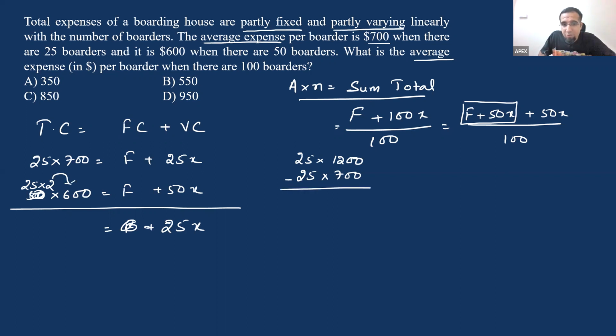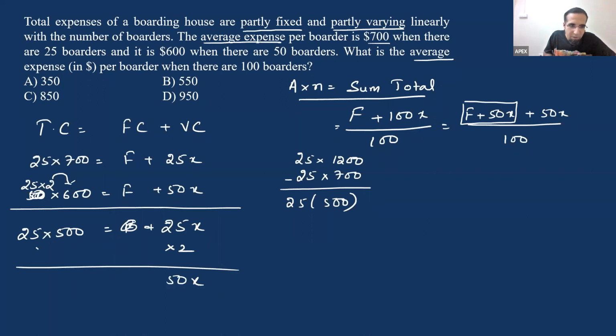What should I ideally get? We should get 25 into 500. Clear? We can take 25 common. So 25x is equal to 25 into 500, and I need the value of 50x. So can I say into 2, which means the value of 50x. Again multiply by 2, that is 25 into 250, 50 into 500, that is 25,000.